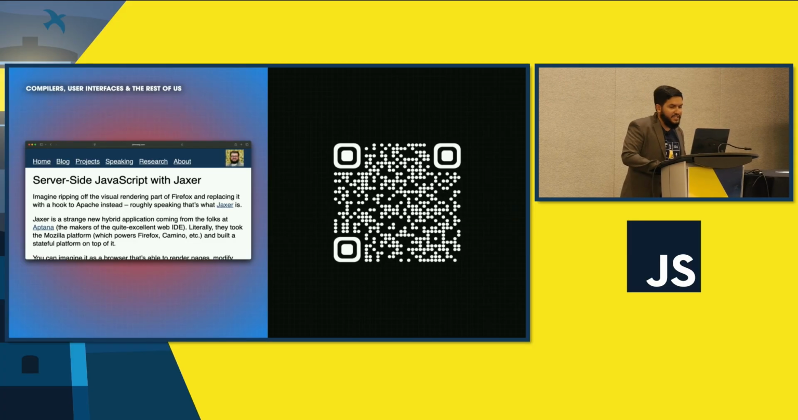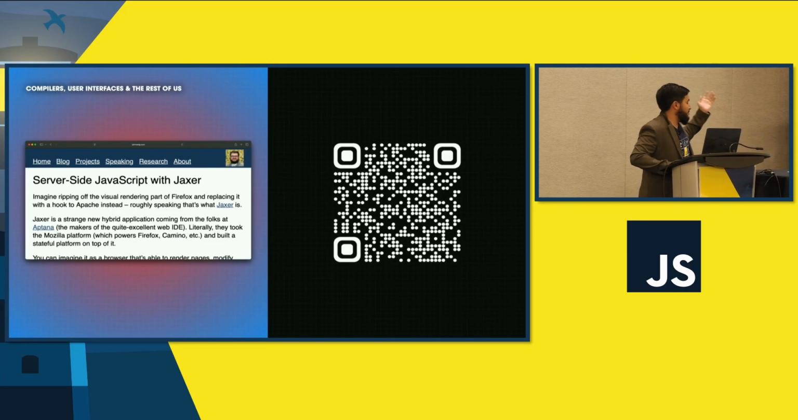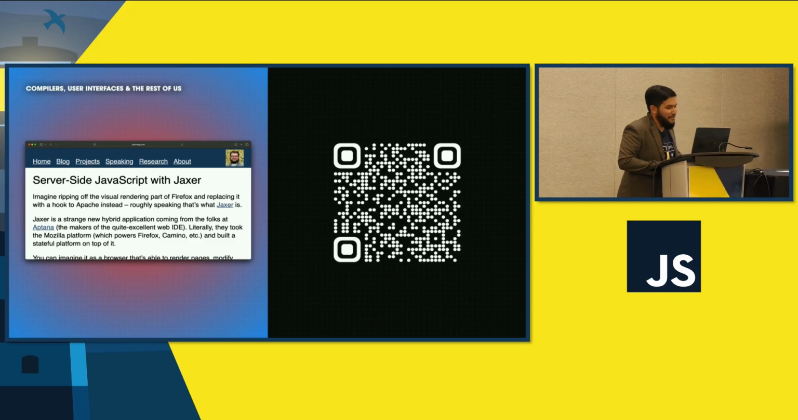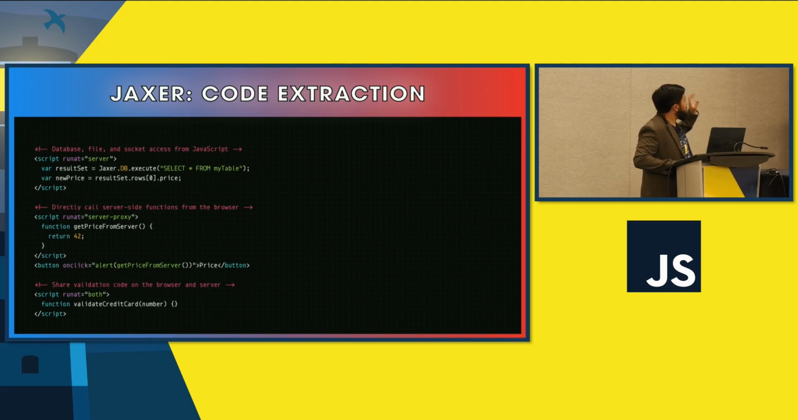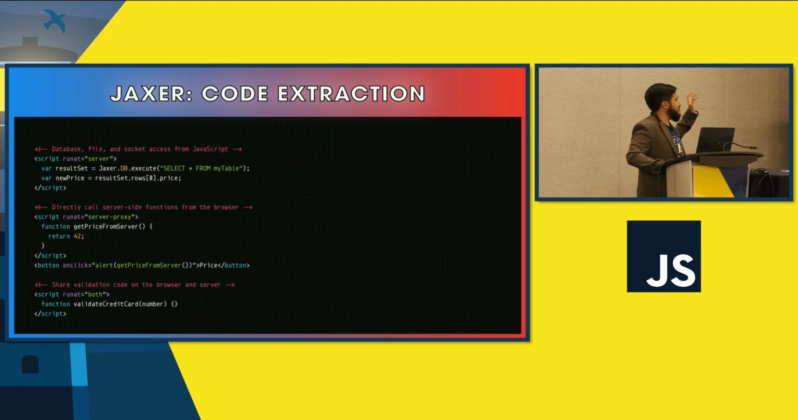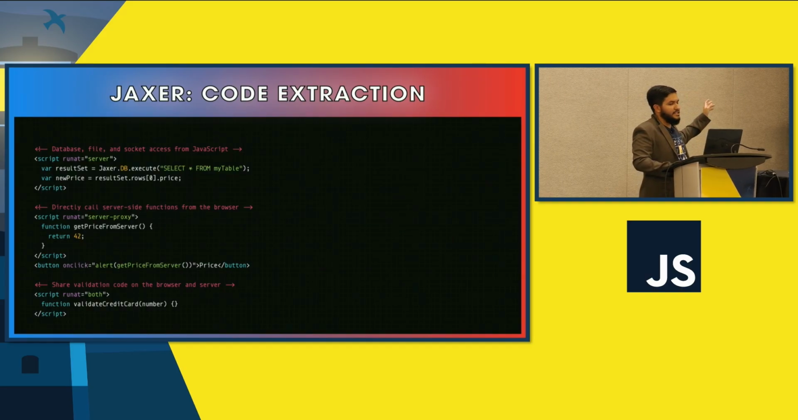It was by Aptana. This is a post by John Resig, the creator of jQuery, talking about Jaxer, by the way. And this Jaxer also tried to solve the problem of code extraction and client and server code collocation, even though they were not really doing that based on static analysis and compilers.